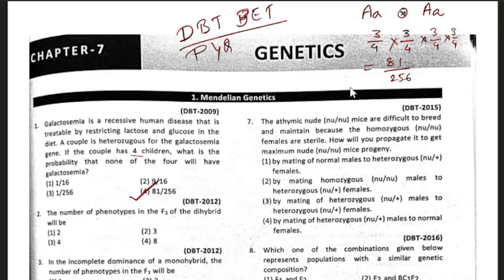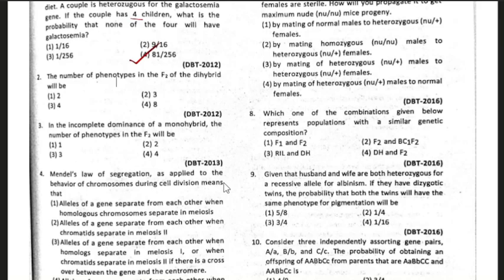The second question is saying, what is the number of phenotypes in F2 of a dihybrid? So this is a very basic question. If we do a dihybrid cross, how many types of phenotype can we get? So that is 4 types.